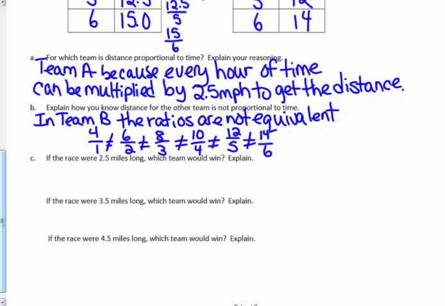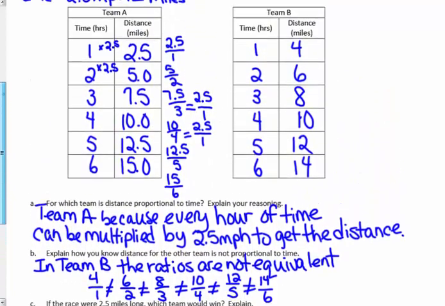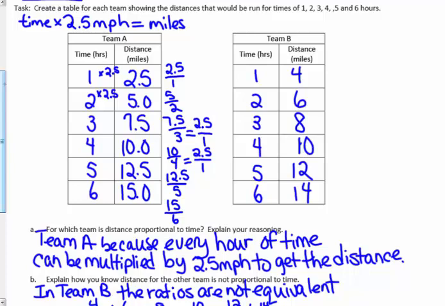Now question C is on the next page of your notes, so turn to question C. If the race were 2.5 miles long, which team would win? Well, 2.5 is not on my table. If I had 2.5 hours times 2.5 miles per hour, I would get 6 25/100ths, or 6 1/4 miles.